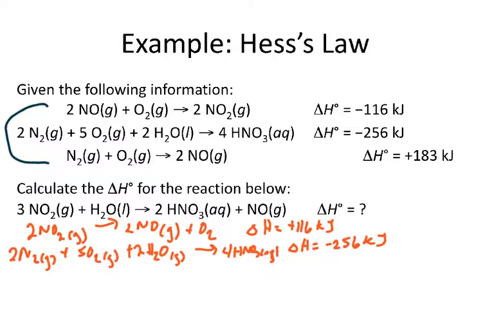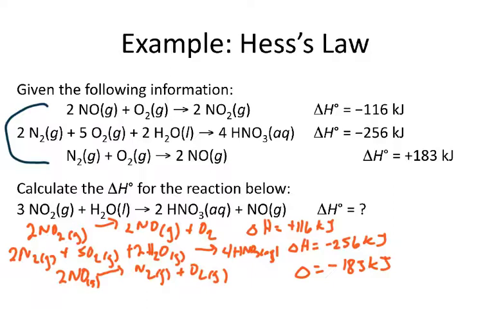Then my bottom reaction, I want to cancel out my nitrogen and oxygen because they do not show up in my final reaction. So I am going to reverse that one and do 2NO goes to N2 plus O2. Now my delta H there, I've changed the sign, so now it's negative 183 kilojoules.